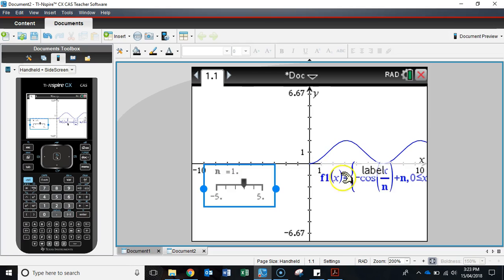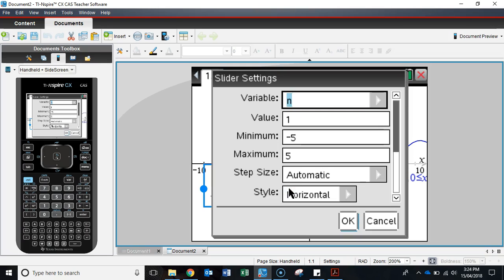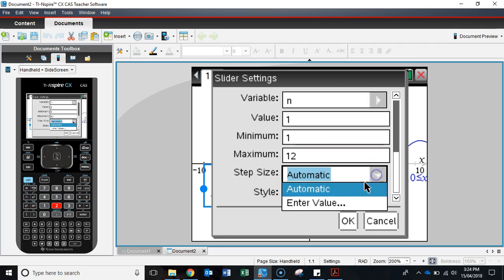So say OK. We do need to change the settings for our slider. So you click on the slider, you go to settings. We want our variable to be n. Our value is happy to start at 1, but we want our minimum values. The values that we are going to be using are natural numbers. We may as well start at 1. We know we need to go to at least 9. How about we go all the way to 12? And we'll make our step size, as they are natural numbers, 1.